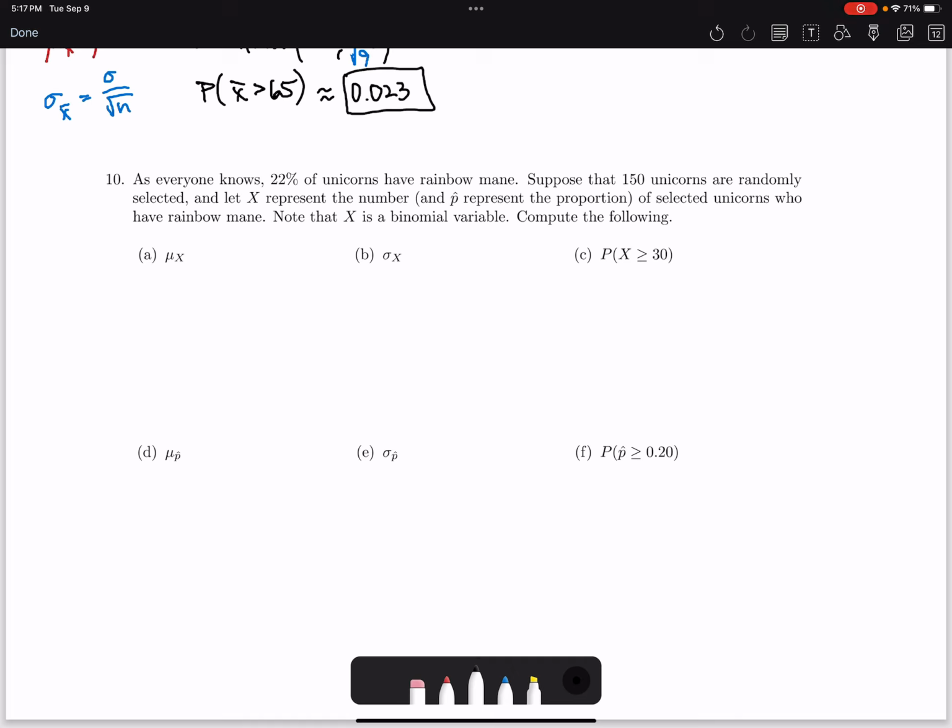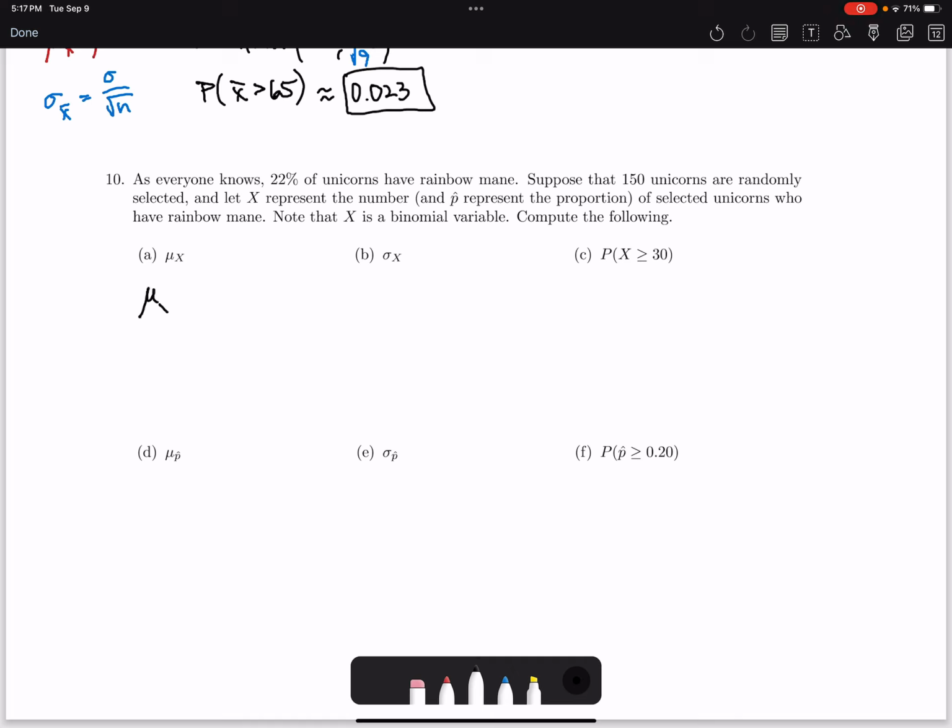Note that X is a binomial variable. Absolutely, right? Because with X, we're counting up the number of unicorns out of our 150 in our sample who have rainbow mane. So it's a binomial variable. Part A asks us to compute mu sub X, the mean of X, where X is this binomial variable.